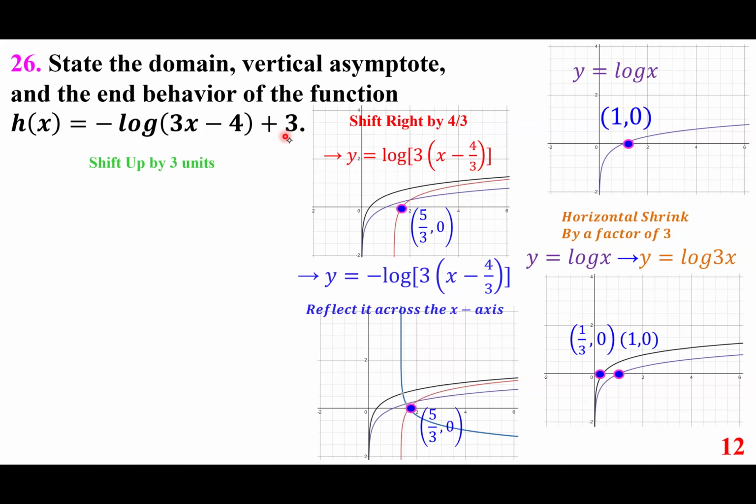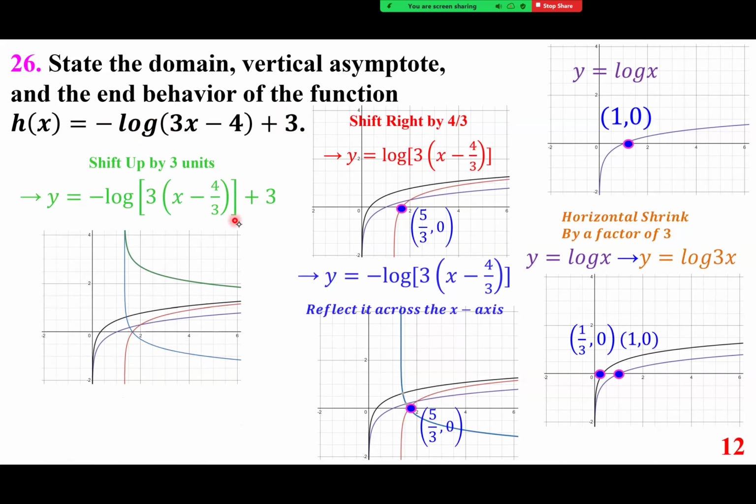So when we shift up by 3 units, what happens? You get this. You can write the same thing, or this one plus 3, they are the same class. Okay, this one and this one are the same. So shift up by 3 units. So this point goes up by 3 units. So 0 plus 3. So (5/3, 3). That's how you manipulate this point that we had in the first place.